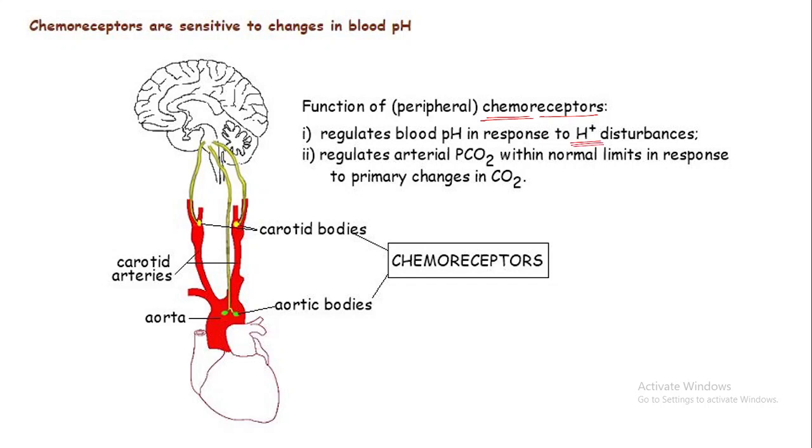We have already seen in the chloride shift what happens. H+ ions increase, so that has to be brought to normal and balanced. It regulates the arterial partial pressure of carbon dioxide within normal limits in response to primary changes in CO2. So the carotid bodies and the aortic bodies are going to sense through the chemoreceptors and bring about the above two changes, right?